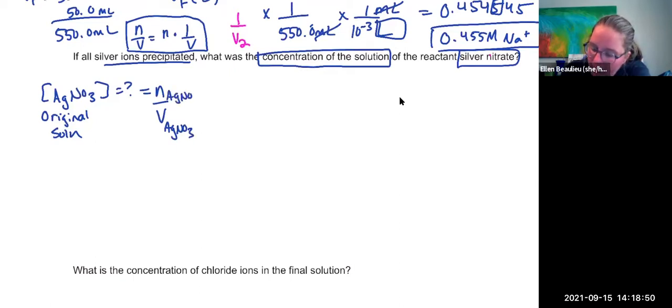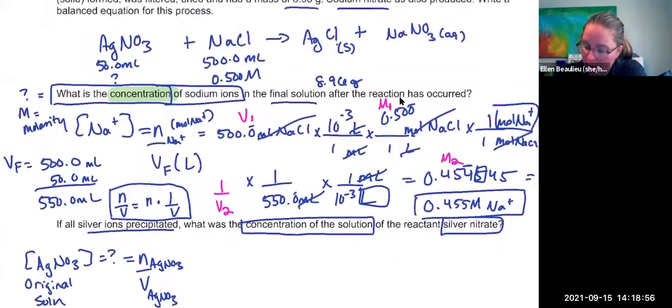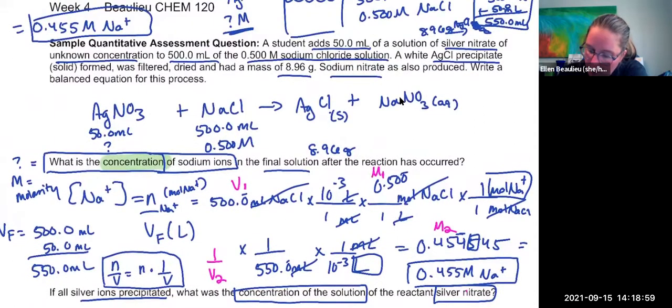We need to know the moles of silver nitrate. How are we going to find that? Let's just revisit the equation that we put information with. We know this was 50 milliliters. We don't know its molarity. We know a volume. We know a molarity. We know a mass of this. Well, look, here's silver nitrate. It became silver chloride. The problem told us that all of the silver ions precipitated.